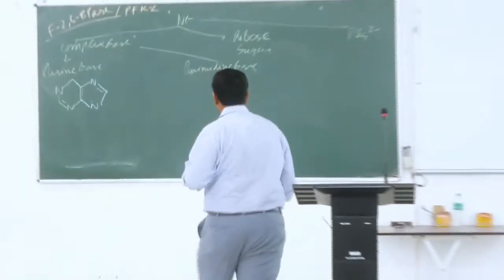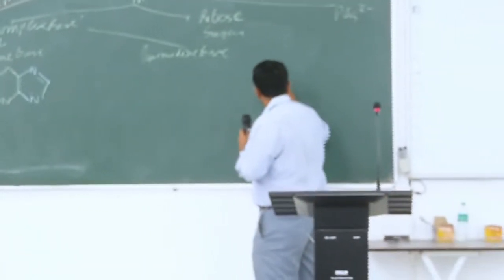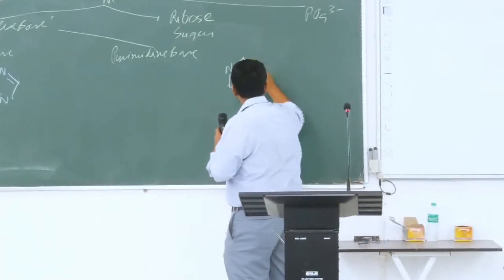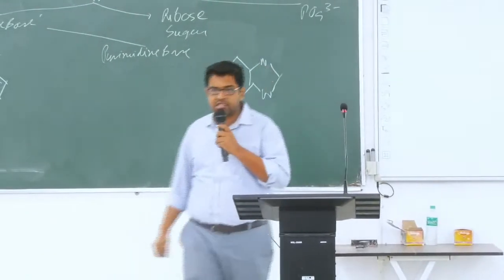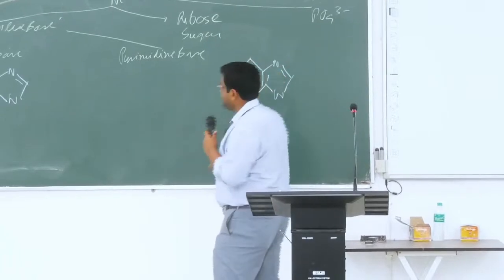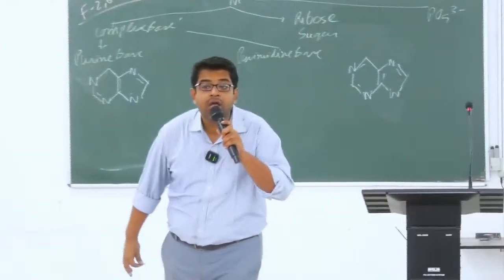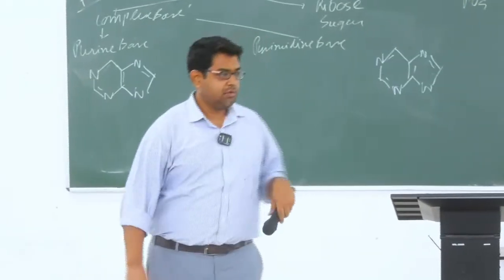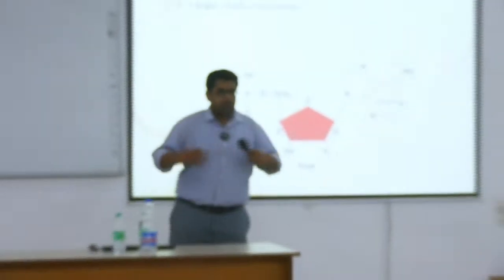Once again, repeat. N. It's complete. Put a pentagon. Done. That's your purine ring. Put 4 double bonds. 1, 2, 3, 4. Yeah, you're done. So this is your what ring? Purine ring. This is the base on which you have to work.